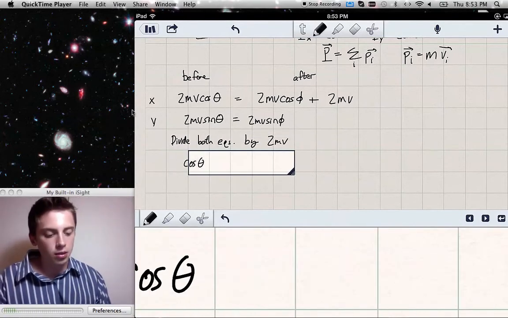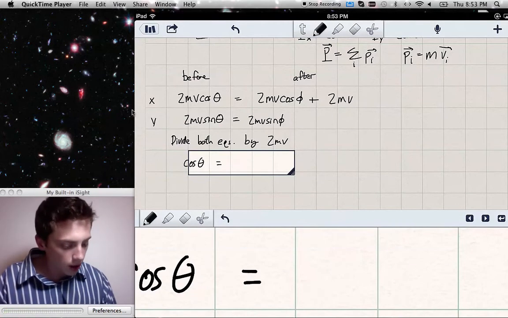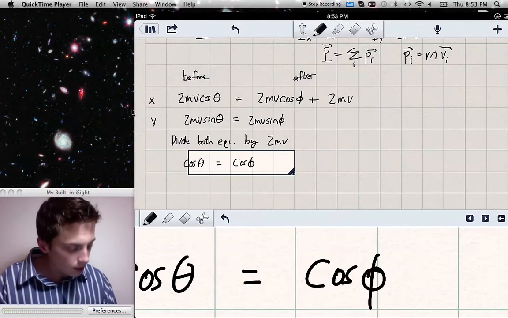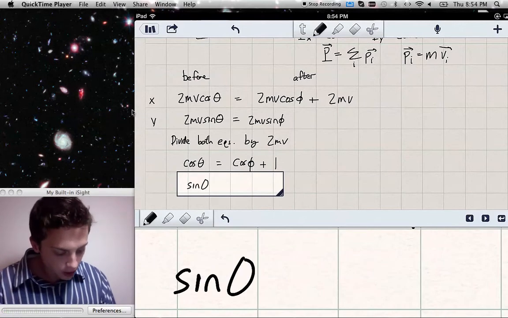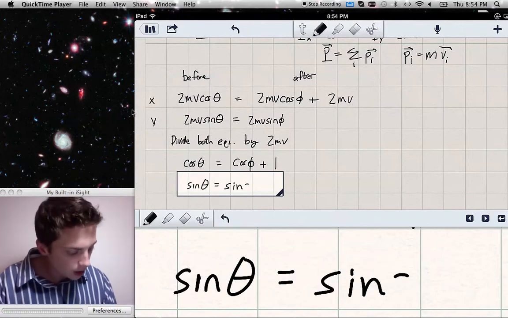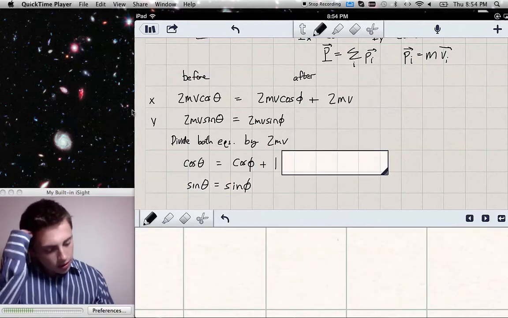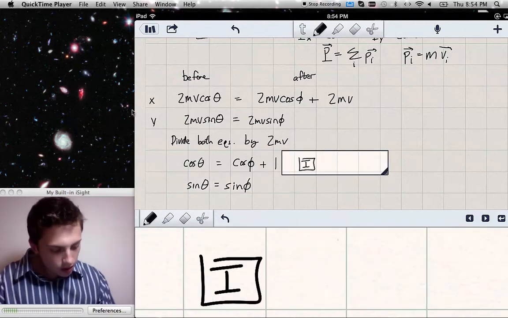And for the x equation, we have cosine of theta equals cosine of phi plus 1. For the y equation, we get sine of theta equals sine of phi. Now let's call this equation 1 and this equation 2.